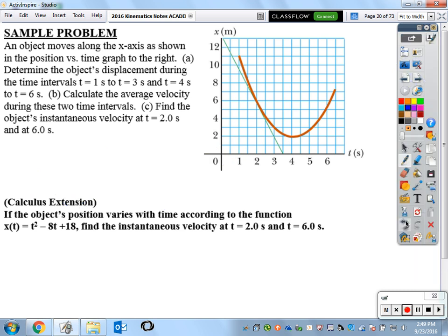So then for part C, find the object's instantaneous velocity at a time of 2 seconds and at 6 seconds. If you actually look very carefully at your graph, and it doesn't copy all that well, but it's there already is a tangent line that is drawn in. What is a tangent line? It is a line that only touches the curve at that point. Does it cross over our data? No. It should never cross over the curve. It only just barely touches at that point.